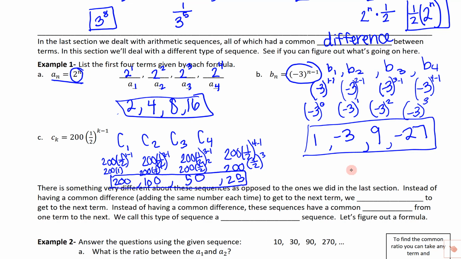So just kind of take a look at how these patterns work. There's something very different about these sequences as opposed to the ones we did in the last section. Instead of having a common difference, last time we were adding a number each time, even if it was negative. Okay, on this one, we're multiplying to get the next term. Instead of having a common difference, these sequences have a common ratio from one term to the next. We call this type of sequence geometric.